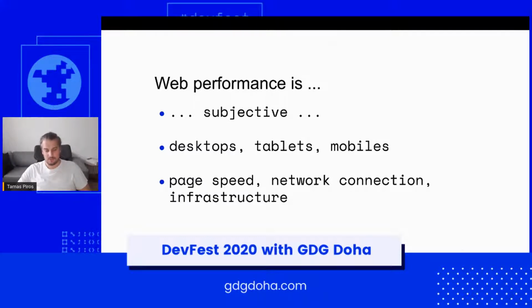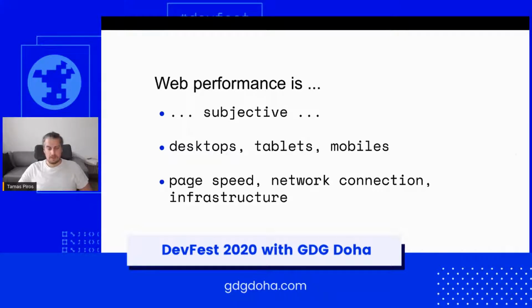So web performance is subjective, and web performance is going to change. The subjectivity further increases if you discuss web performance for desktops, for tablets, for mobile devices. You're going to have different types of mobile devices out there. So web performance is not just one thing that you can quantify. It's going to be a combination of multiple things, including infrastructure, page speed, network connection, etc. All of those items will impact, either in a positive or in a negative way, how well or how badly a particular site is performing.